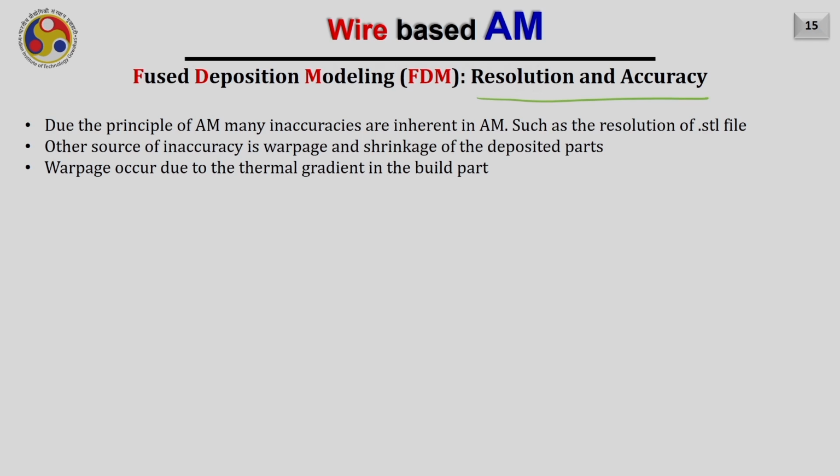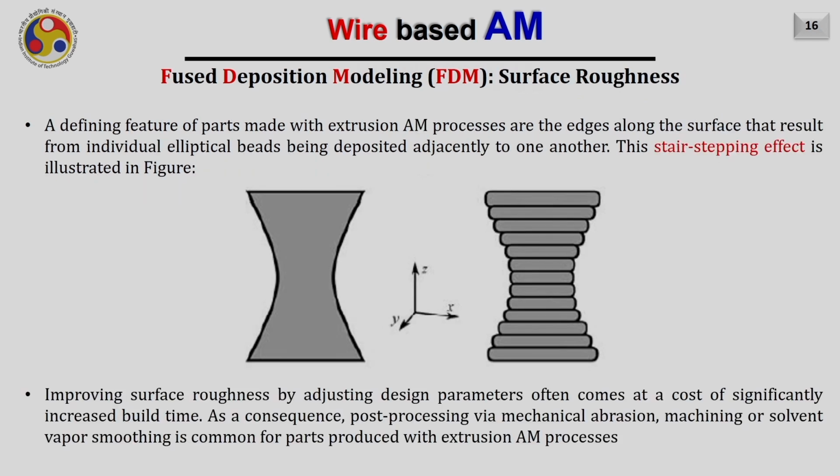Another inaccuracy comes due to the deposition in a layer by layer fashion, particularly at a slant wall. A defining feature of parts made with extrusion AM processes are the edges along the surface that result from individual elliptical beads being deposited adjacently to one another. This stair stepping effect is illustrated in this diagram.